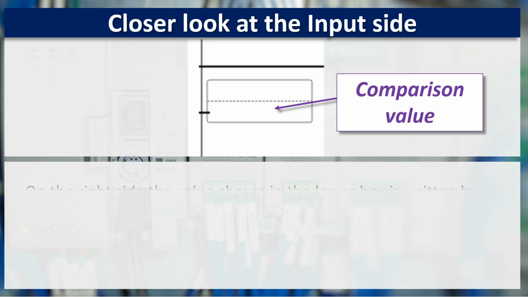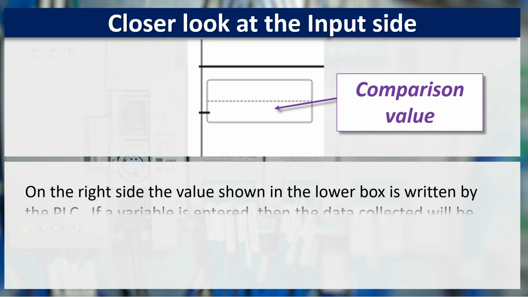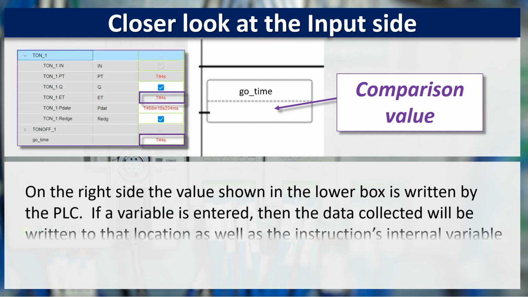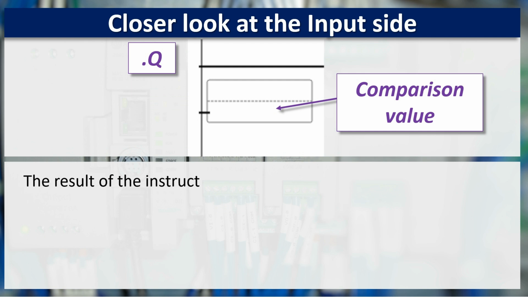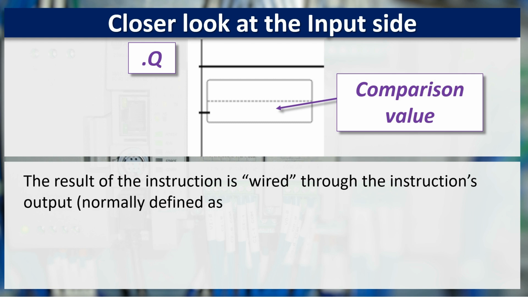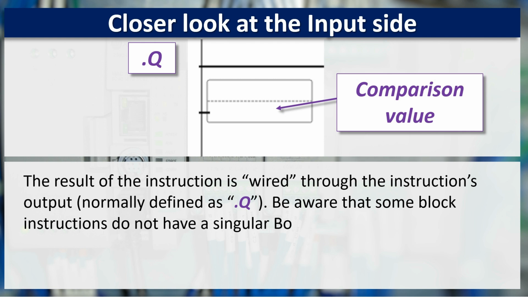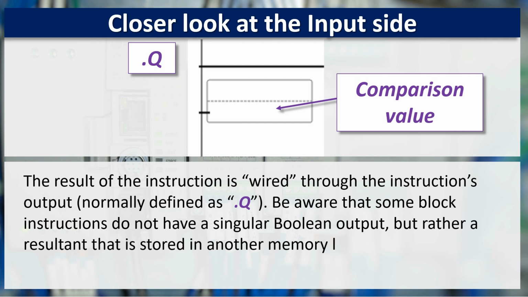On the right-hand side, the value shown in the lower box is written by the PLC. If a variable is entered, then the data collected will be written to that location as well as the instruction's internal variable storage. The result of the instruction is wired through the instruction's output, normally defined as .q. Be aware, however, that some block instructions do not have a singular Boolean output, but rather a resultant that is stored in another memory location. For example, a math instruction output.